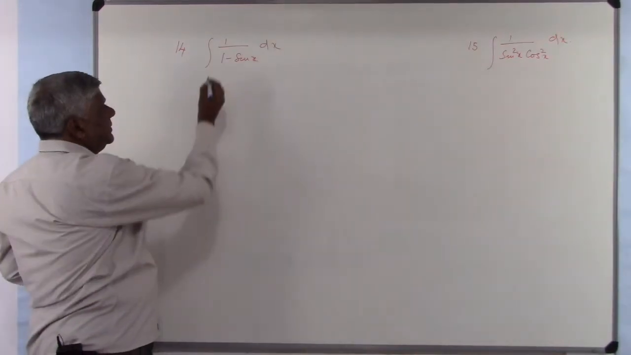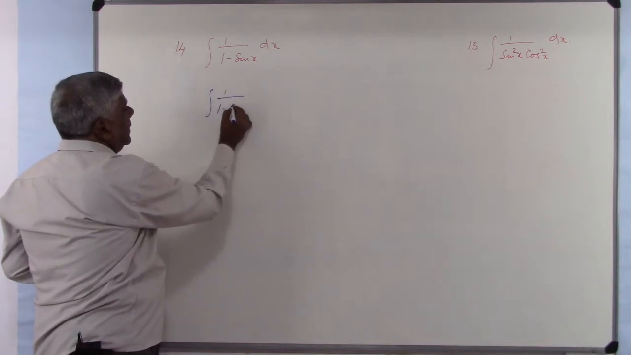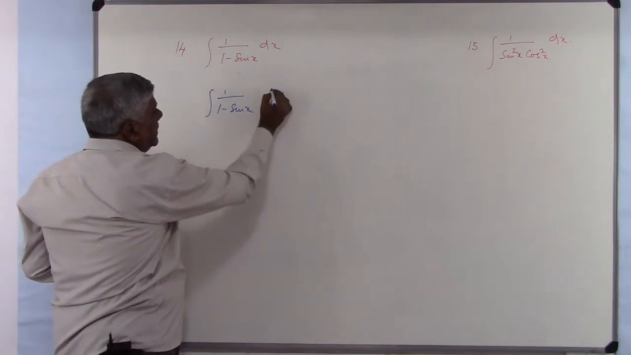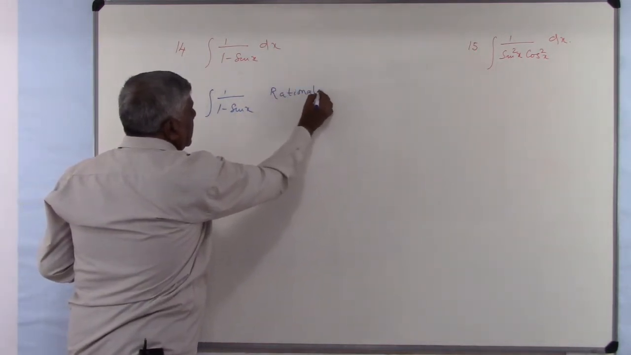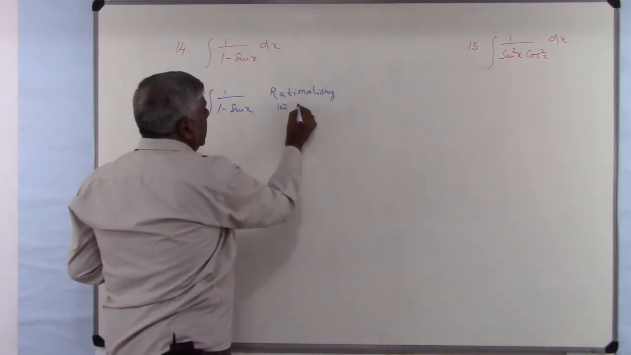Now we shall see this problem: 1 over 1 minus sin x. Rationalizing the denominator.